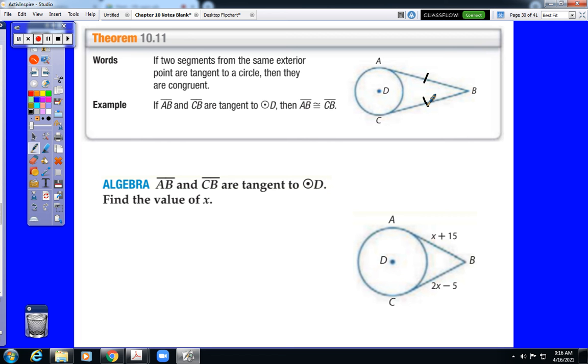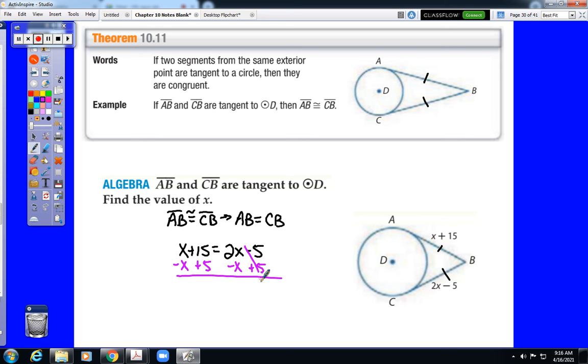So pretty straightforward here. In the directions for the example, it says AB and CB are both tangent to circle D. That means they have to be congruent. So if AB is congruent to CB, then that means that their lengths are equal. So all we have to do is set x plus 15 equal to 2x minus 5 and solve that equation to find the value of x. So that would involve getting the x on one side and getting the number on the other. So we have to subtract x from each side and add 5 to each side, which gives us 20 equals x.